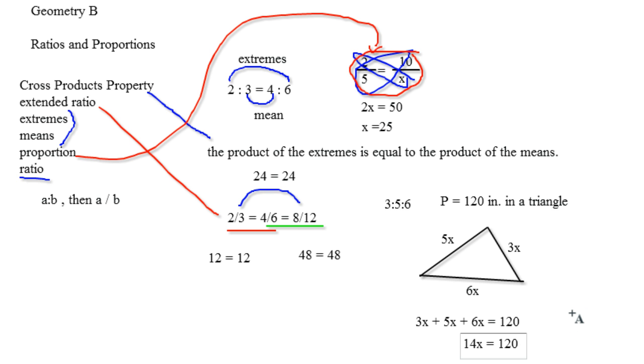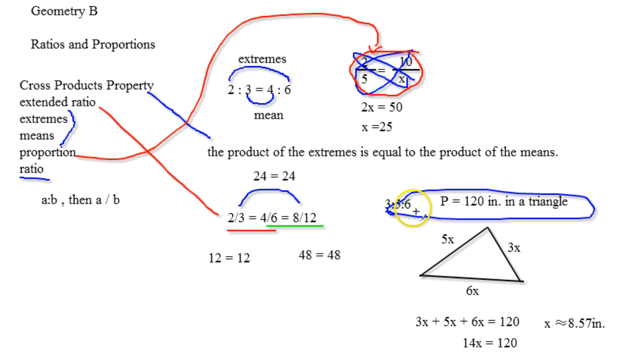If we check our calculators, 120 divided by 14, x is going to be approximately 8.57 inches. And there we go, we're actually able to solve it and figure it out. Now this is an approximation, which is okay, but just knowing that all I was given in the beginning was the perimeter and the ratio of the sides, I was able to solve for the actual remaining parts.